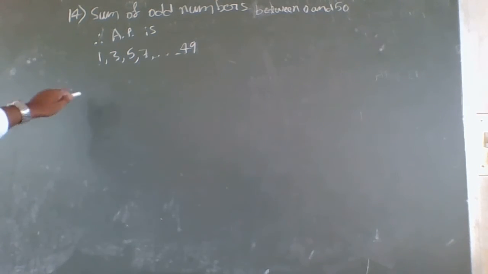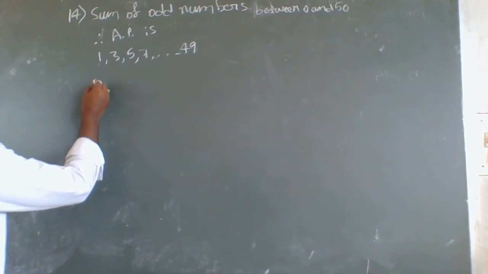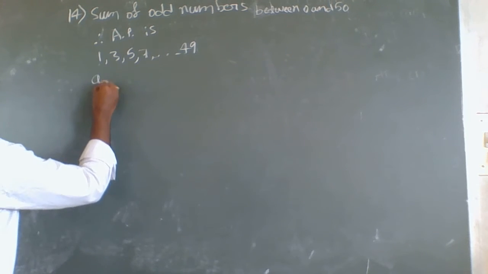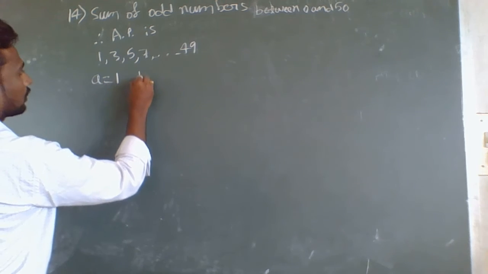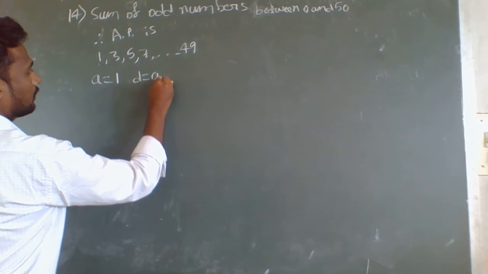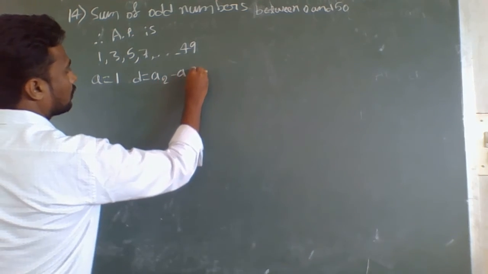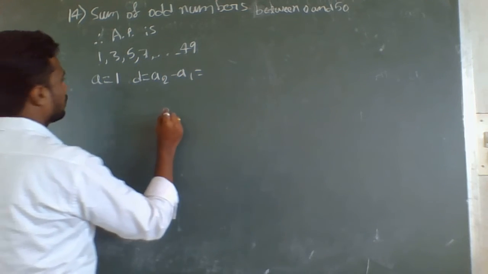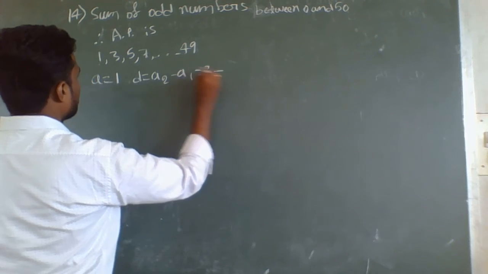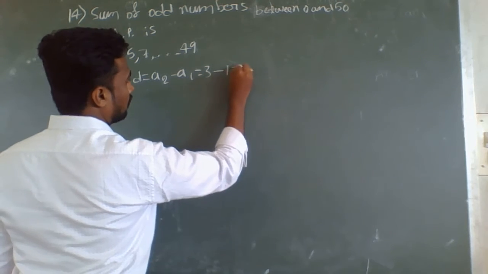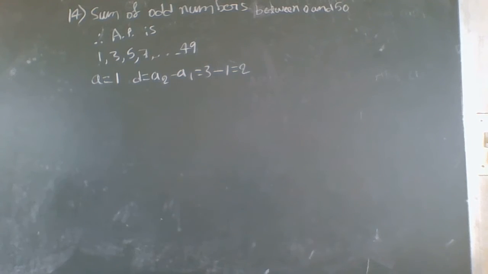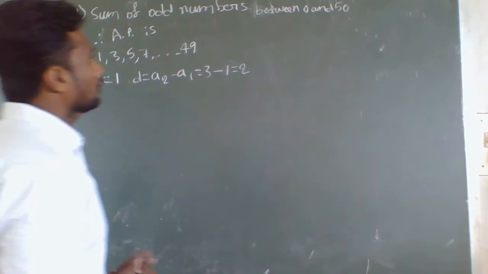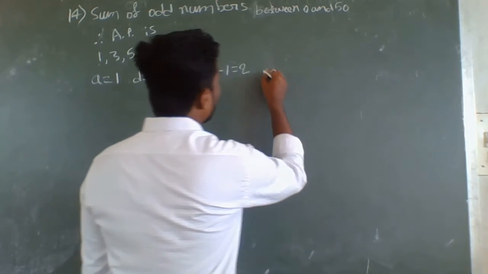So this is the arithmetic progression. Now by using this AP you can write the A value. A value is the first term. What is the first term here? 1. You can calculate the D value, where D is equal to A2 minus A1. What is the second term here? 3 minus the first term 1. 3 minus 1 is 2. We got the D value. Next, what is the n value?